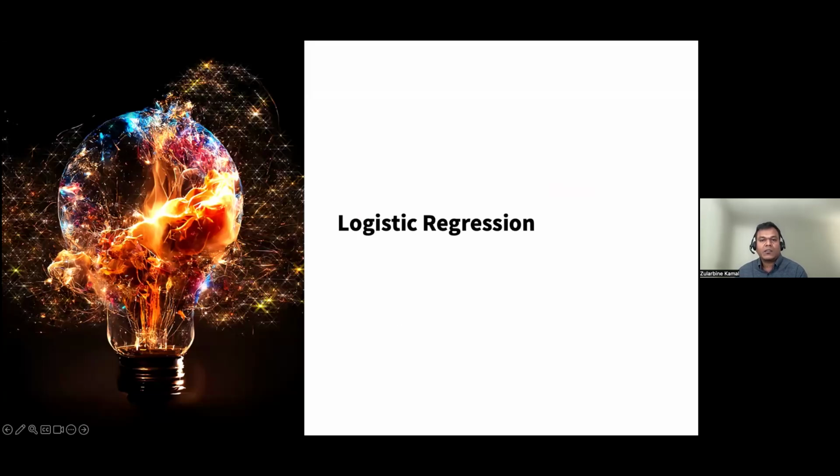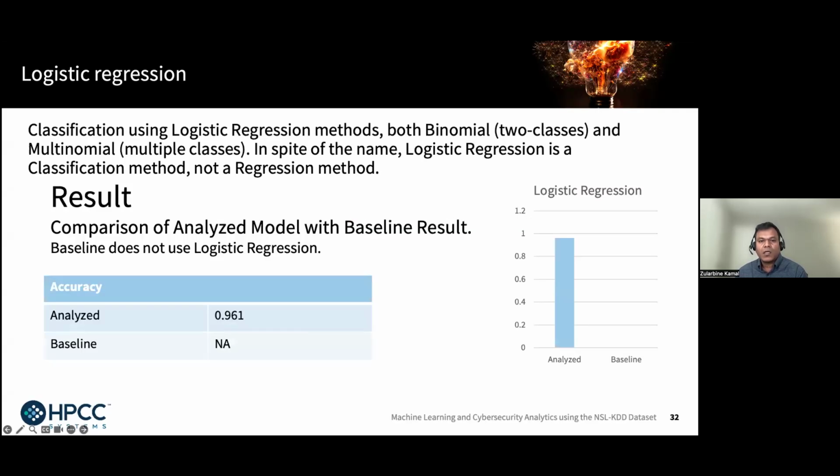Logistic regression bundle. Logistic regression is a supervised learning algorithm. It uses the logistic function to predict the probability of a binary outcome. The name of the algorithm is somewhat misleading. Logistic regression is a classification algorithm. So I have got 96% model accuracy from this trained model.